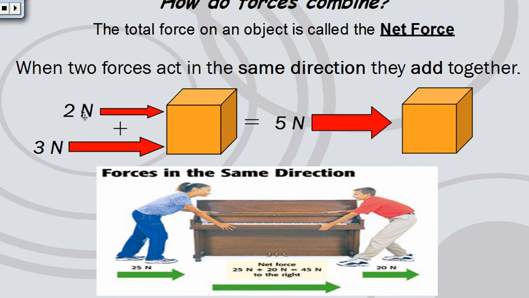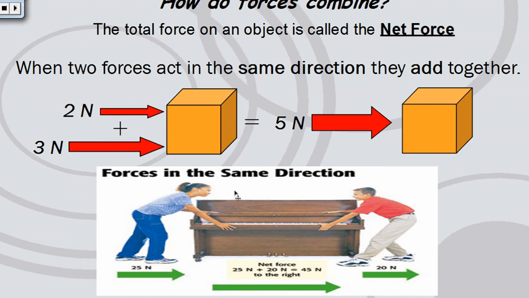In other words, it's like saying, I'm pushing a box, and one of you comes and helps me push this box further. You're adding your force to my force. So if I have a force of 3 newtons and I'm pushing this box, and then one of you comes and helps me and pushes with a force of 2 newtons, you are adding your 2 newtons to my 3 newtons. Our net force is going to be 5 newtons, and the arrow is going to be pointing in the direction that both of us are pushing.